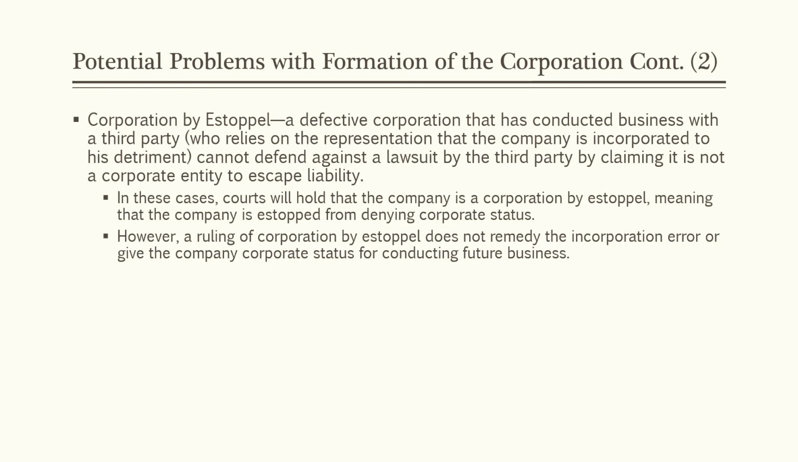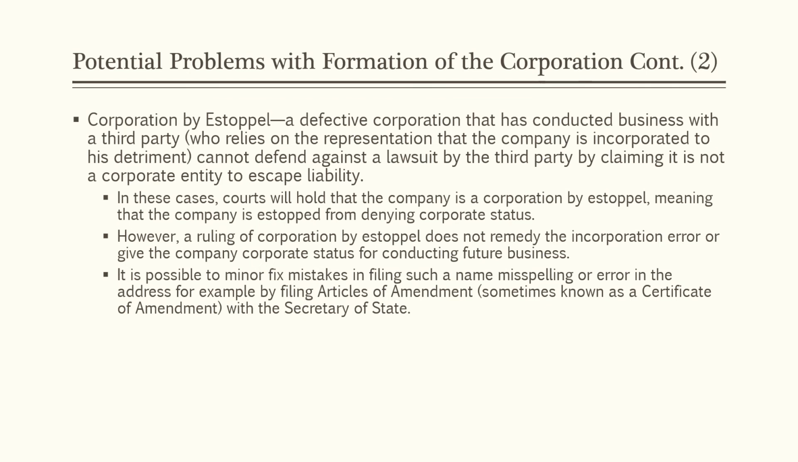However, a ruling of corporation by estoppel does not remedy the incorporation error that was made in the beginning or give the company corporate status for conducting future business. Now, it is possible to fix mistakes in the filings, such as name misspellings or error in the address, for example, by filing articles of amendment, sometimes known as a certificate of amendment, with the Secretary of State.